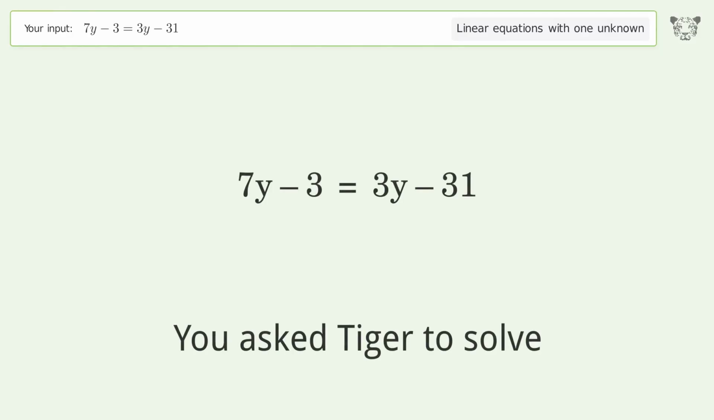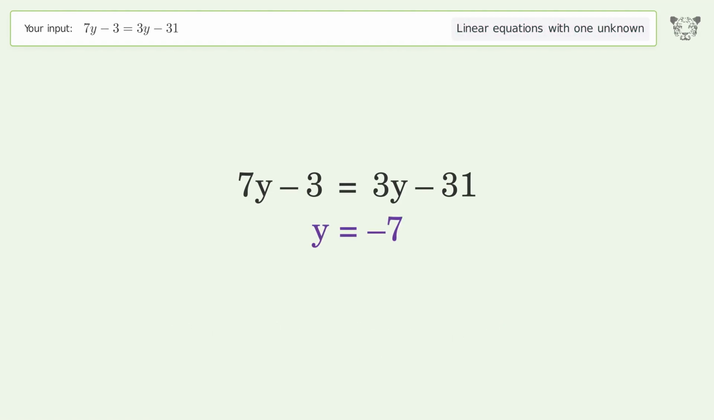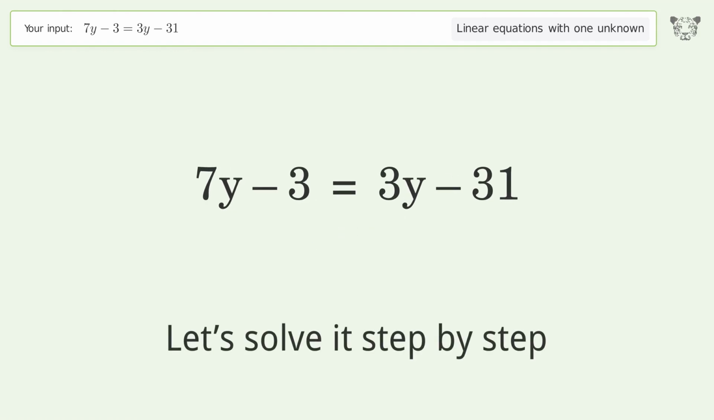You ask Tiger to solve. This deals with linear equations with one unknown. The final result is y equals -7. Let's solve it step by step.